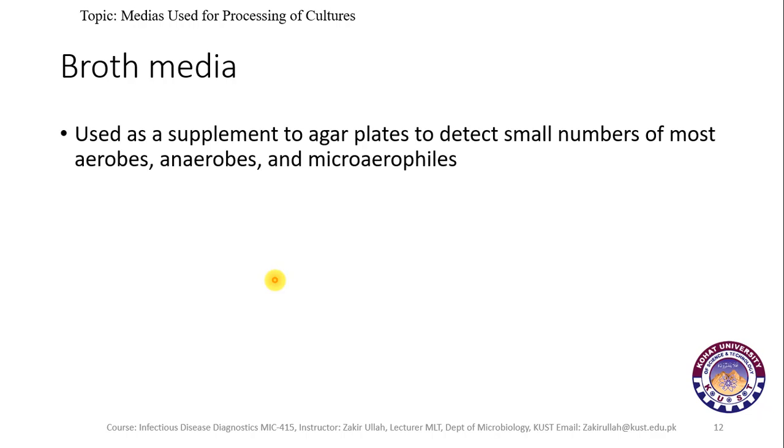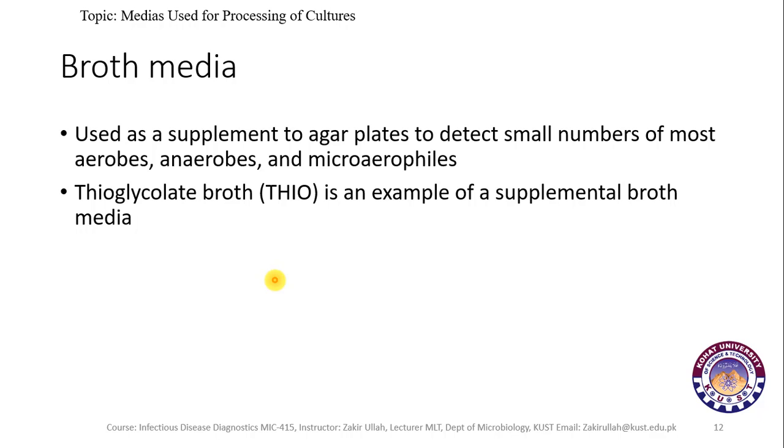Broth media is a type of supplemental media used to aid different agar plates to detect a minute number of microbes, which can be aerobes, anaerobes, or microaerophiles. An example of broth media is thioglycolate broth, and this media is mostly used as a supplemental media for the identification and detection of different microbes.